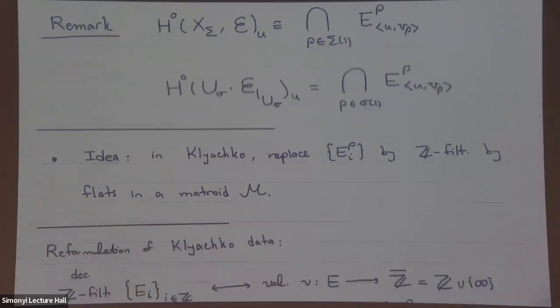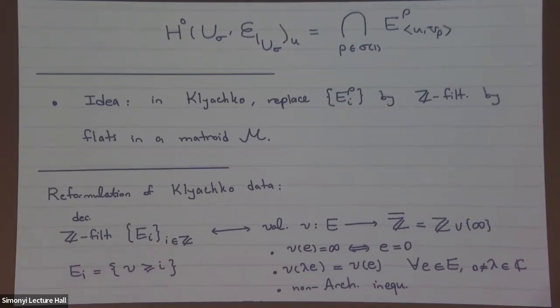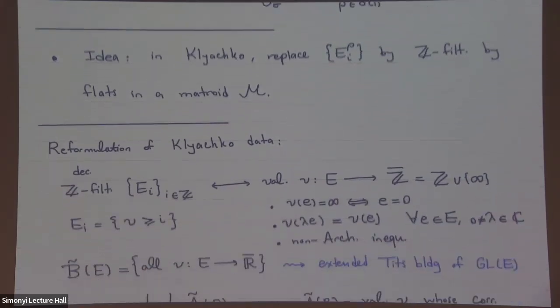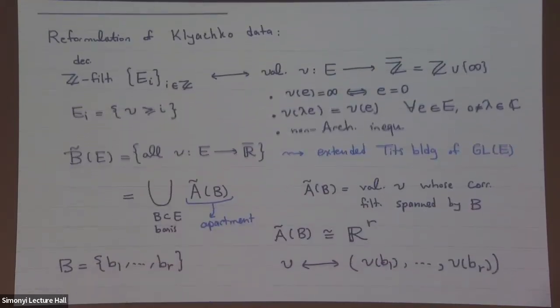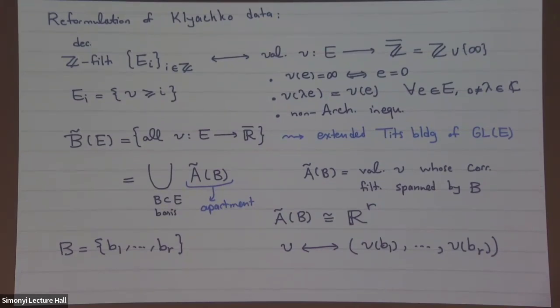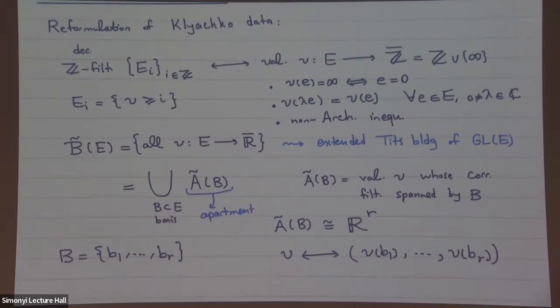And now the idea to graphicalize it is to replace the Z filtrations by flats in a matroid M. But I'll choose to say it from another perspective. For that, and making more connection with tropical geometry, I'll reformulate the Klyachko data a little bit.